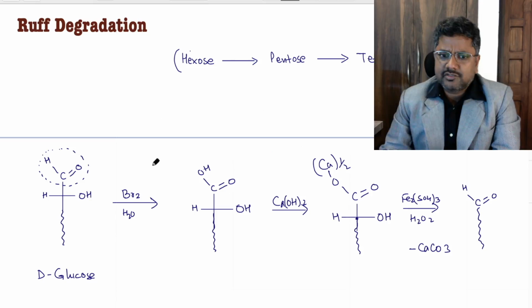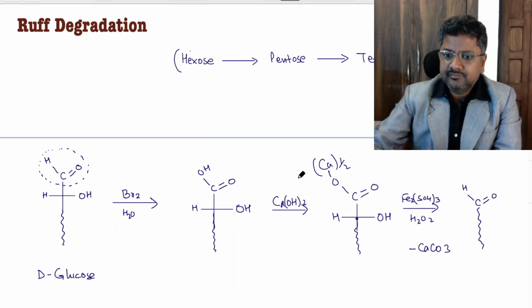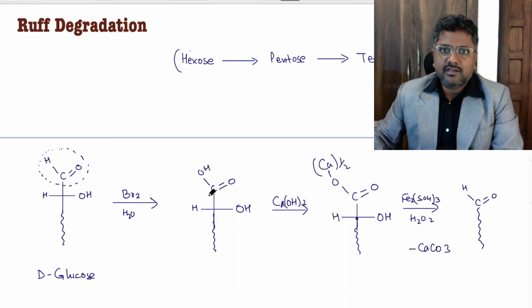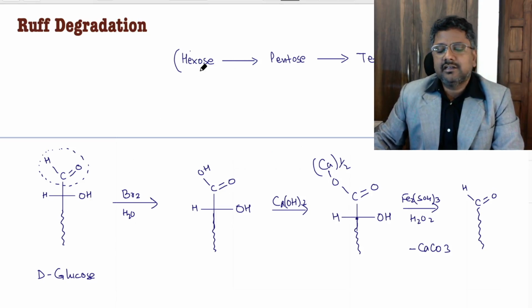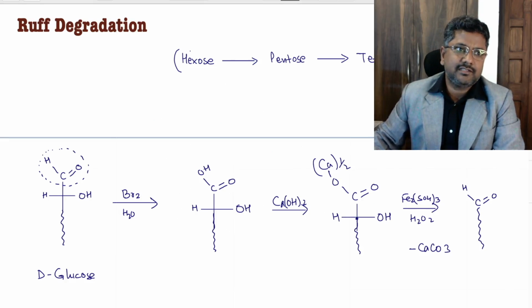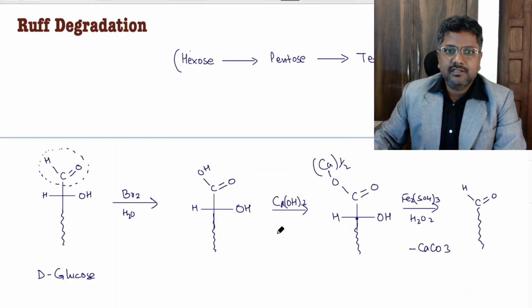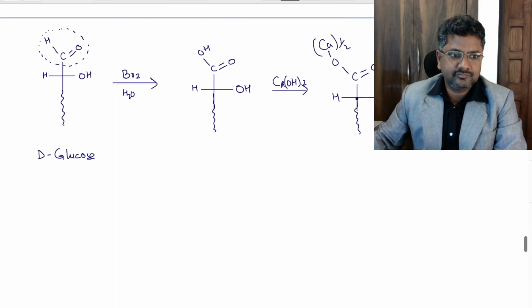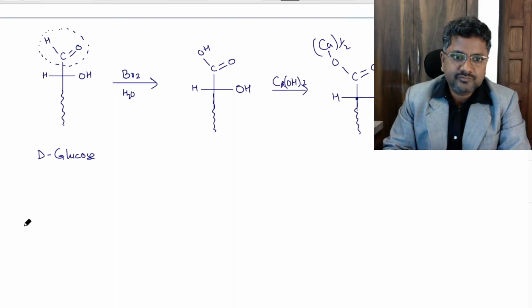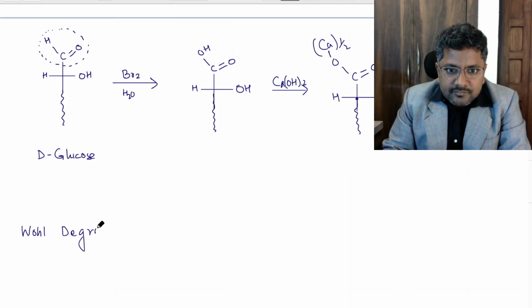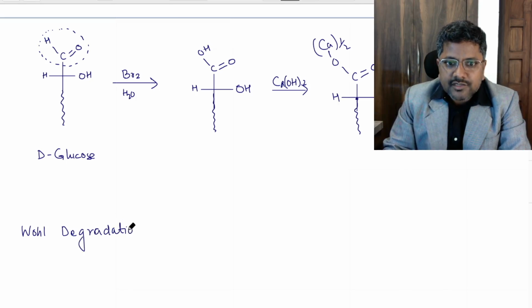Now you can show it with the reaction, right? So in this way you can convert a 6 carbon carbohydrate to 5 carbon, 5 to 4, 4 to 3, like that. Another method is Wohl degradation.